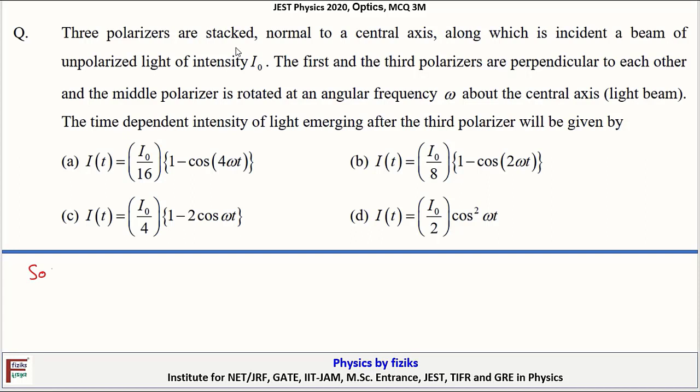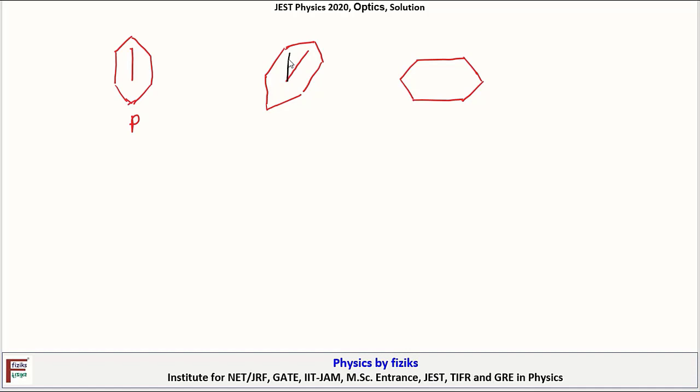Solution. Here I'll make a figure of 3 polarizers. For polarizer P1, the pass axis is this one. For polarizer P2, the pass axis is rotated at an angle theta with respect to this, and for P3 the pass axis is this. So that is P1, that is P2, and that is P3. These are the pass axes of the polarizers.